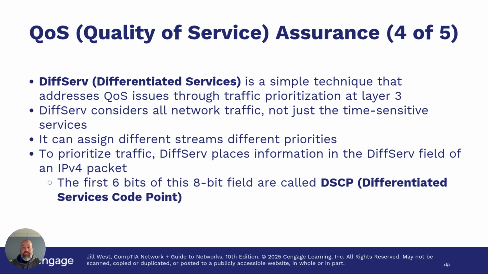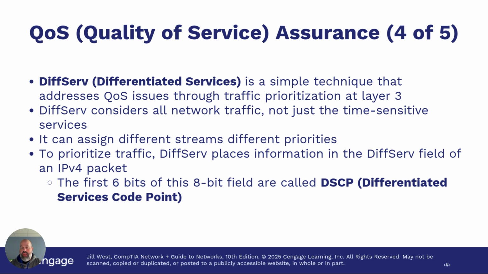We've got DiffServ, which stands for differentiated services. It's a simple technique for QoS through traffic prioritization at layer 3. It considers all network traffic, not just time sensitive stuff, and it can assign different priorities to different streams. To prioritize traffic, DiffServ uses the DiffServ field in IPv4 packets. The first 6 bits of this 8-bit field are called DSCP, which stands for Differentiated Services Code Point.